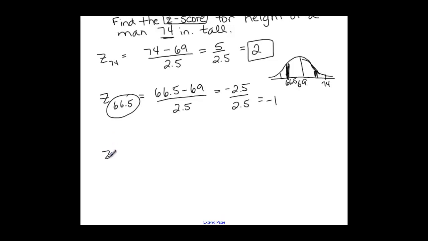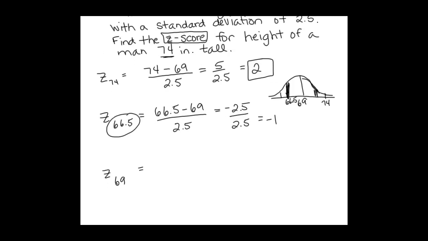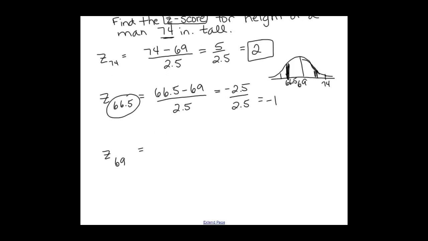And then let's do one more. What if I wanted to know the z-score of a man who is 69 inches tall? So the piece of data is 69 minus the mean, which we already said was 69, divided by the standard deviation of 2.5. That gives me 0 over 2.5, which is simply 0. That would be true for any piece of data that is the same as the mean: it would have a z-score of 0, because it does not fall any above or below the mean, since it is the mean.